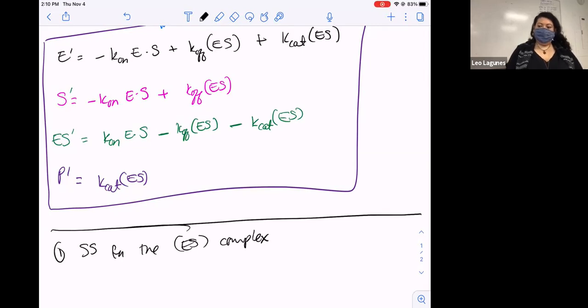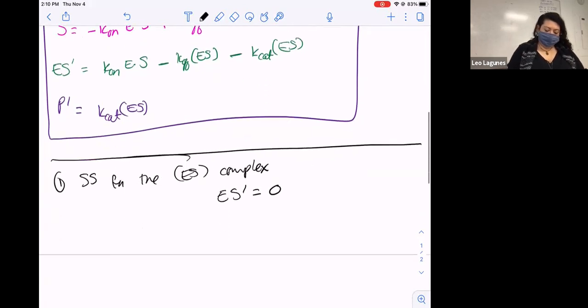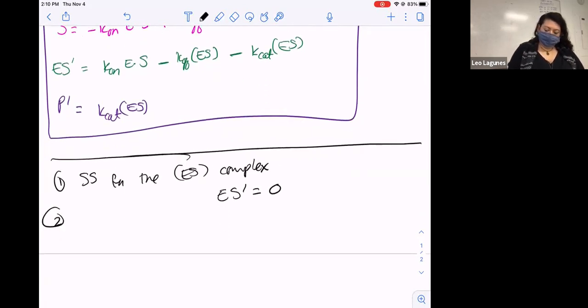So remember that when you think about steady state, what you're really going to forever, hopefully, think about is the derivative equal to 0. So that's the first assumption we're going to make. The second is that there's conservation: the total amount of enzyme is constant, and the enzyme is either free or it's bound.